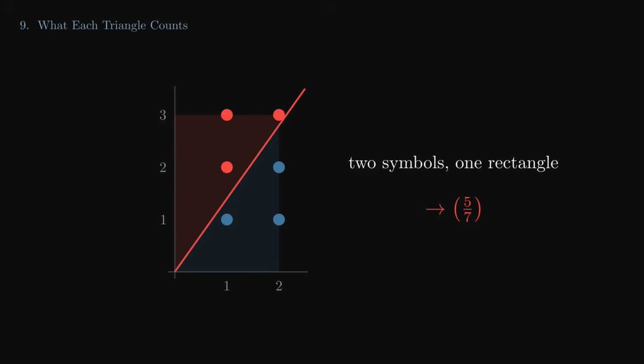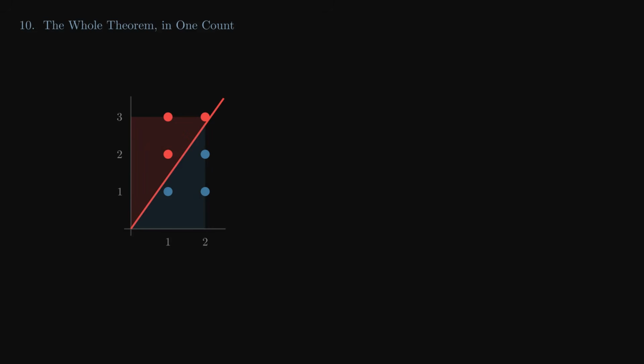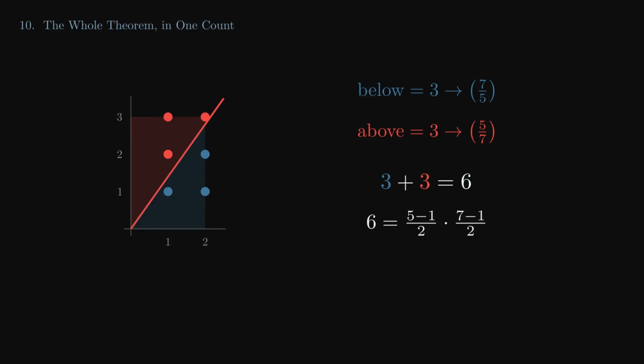Now watch it close. The lower triangle counts the exponent for one symbol. The upper triangle counts the exponent for the other. Add the two triangles together, and you get every dot in the rectangle. No more, no less, because the diagonal missed them all. So the two exponents added equal the total number of dots, and the total number of dots was half of 1 prime minus 1 times half of the other minus 1.